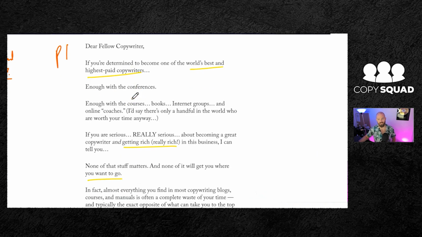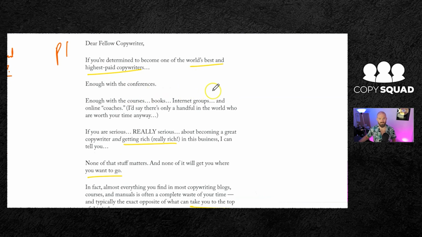So let's break this apart a little bit. You see here the emphasis on the reader and the benefits, and right out of the gate, basically line 1, what's in it for you? If you're determined to become one of the world's best and highest paid copywriters, okay? So I see this constantly. I tell this story all the time.